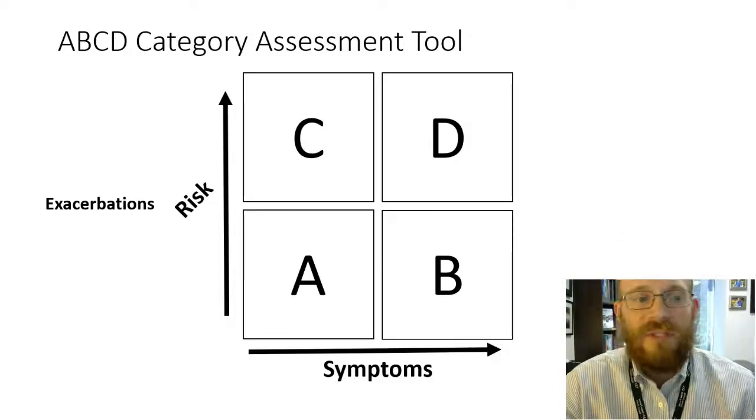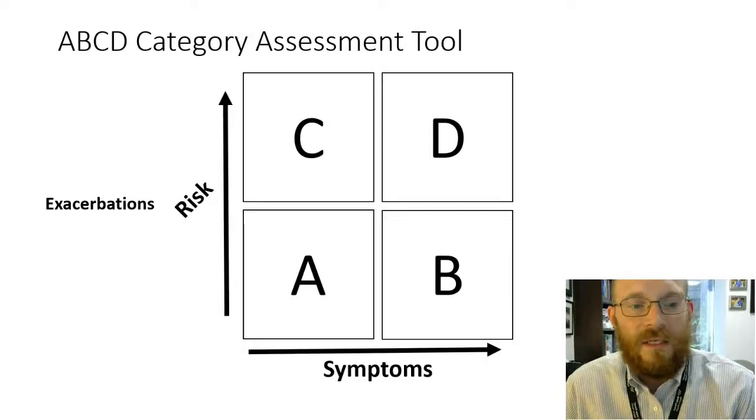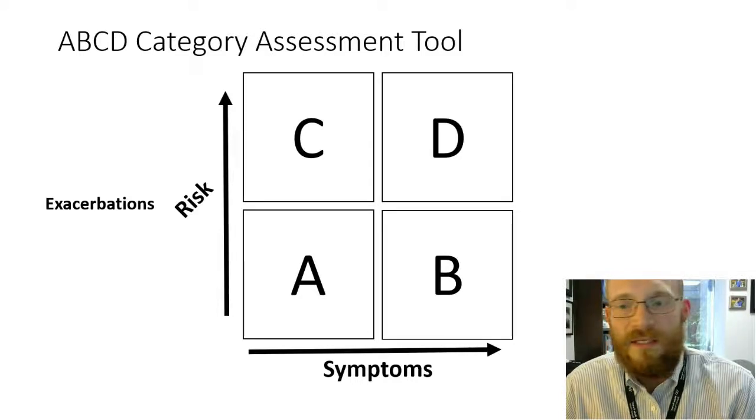Therefore, in the 2017 GOLD report, the ABCD assessment tool has been refined to include only respiratory symptoms and exacerbations when assigning patients to the different categories. The ABCD assessment tool is helpful when choosing appropriate therapies for patients with COPD as well. Let's examine these components more closely.